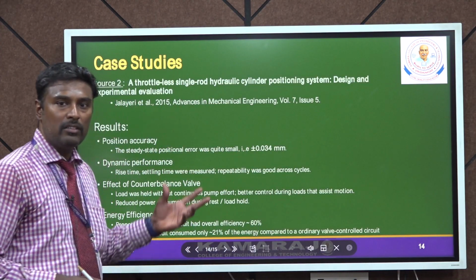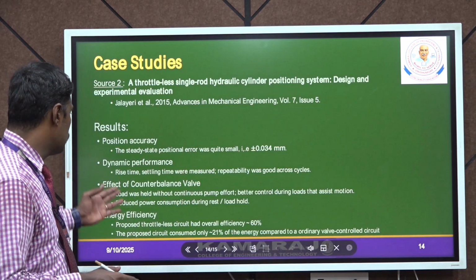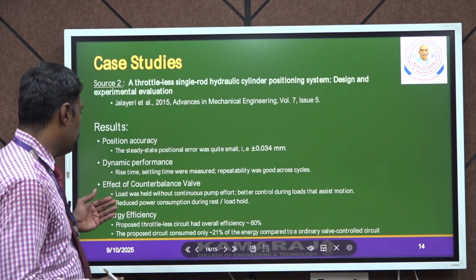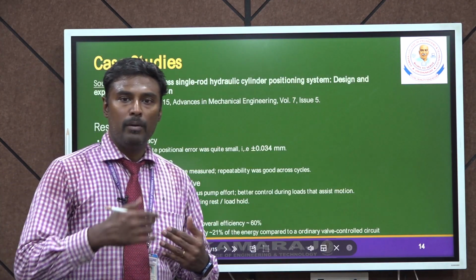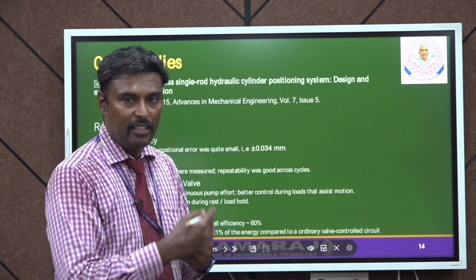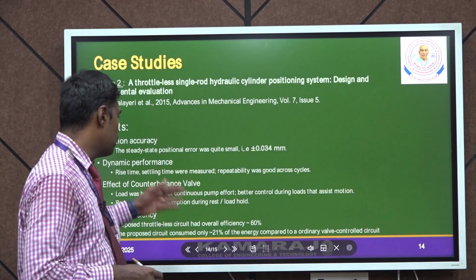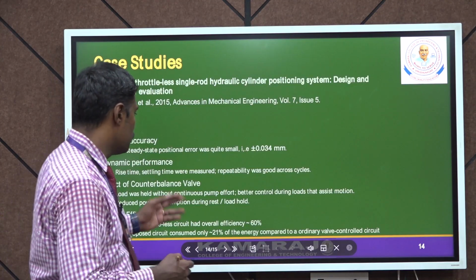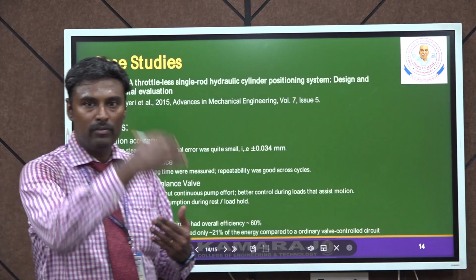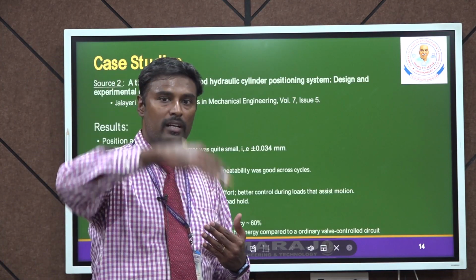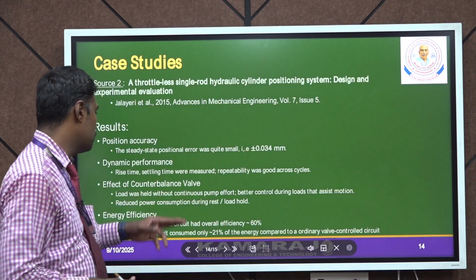And then the effect of this counterbalance valve, because one of the main components used in the circuit is the counterbalance valve. With the use of this counterbalance valve, the load was held without any continuous pump effort. Basically the pump would otherwise deliver fluid throughout the entire cycle, 24/7. So it is continuous, but with this counterbalance valve it need not be a continuous support. Based on this, better control is obtained by using the pump just to assist the motion of the load, which is raising up and lowering down. So these are the effects of using this counterbalance valve here.